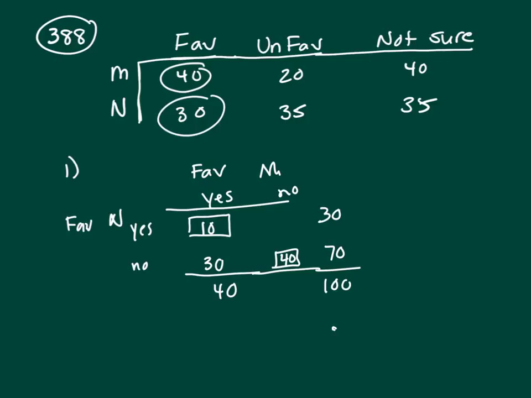So clue one works. Clue two talks about what? The number of voters who responded unfavorable for both candidates was 10. Well, we don't want to do another matrix based on unfave, because in the problem we're trying to figure out the number of voters who responded favorable for both. So let's go back to the original matrix.